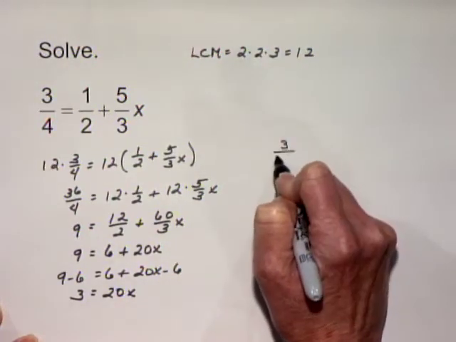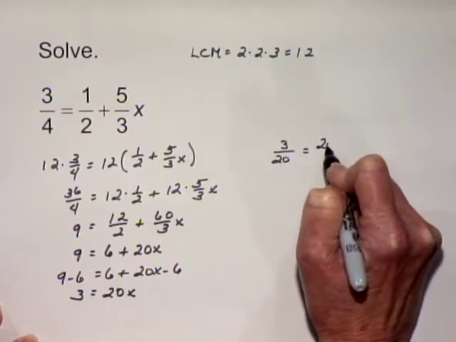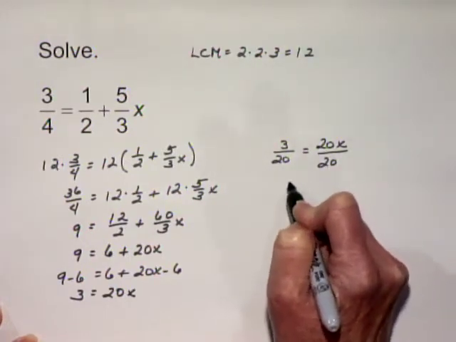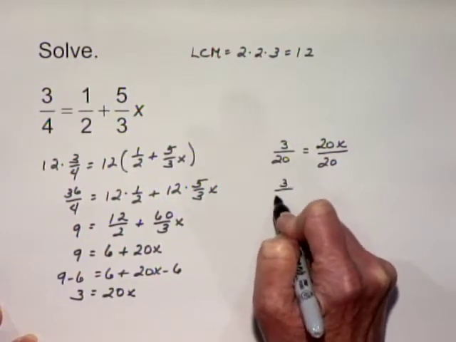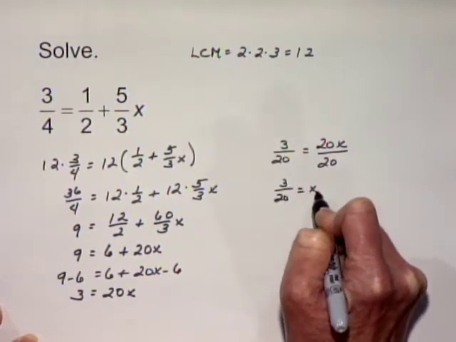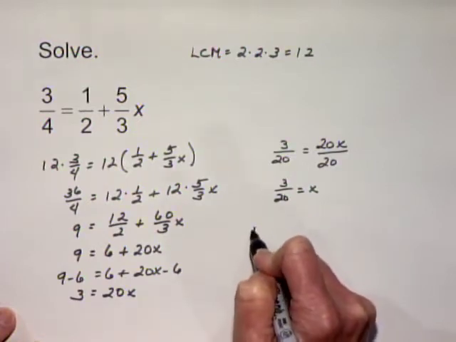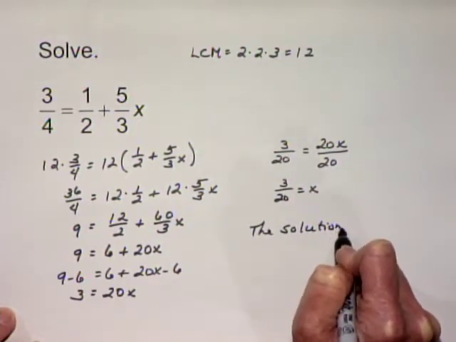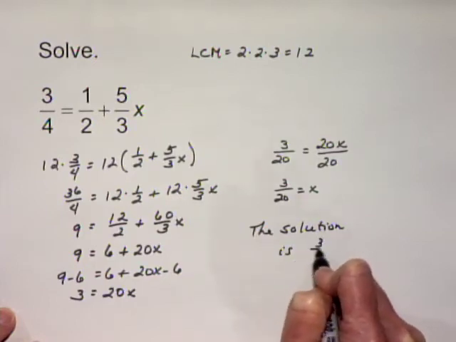I'll have 3 divided by 20 is equal to 20x divided by 20. And when I simplify, I have 3 over 20 is equal to x. So we say the solution is 3 over 20.